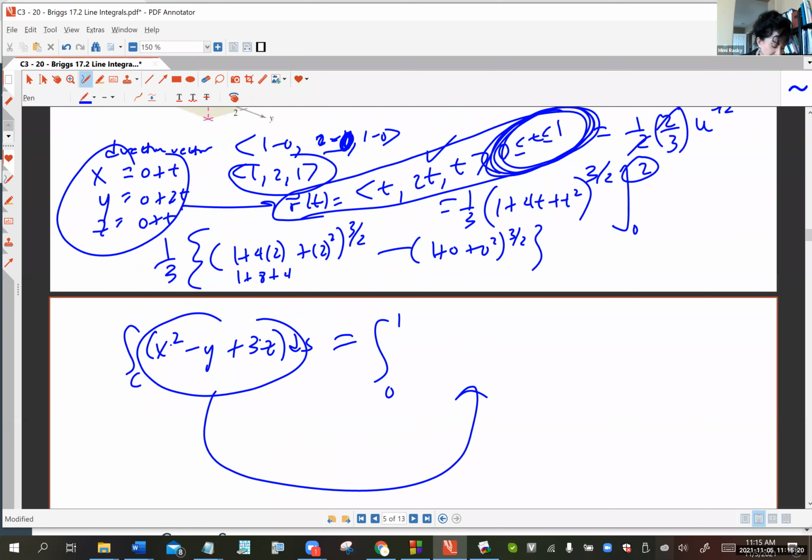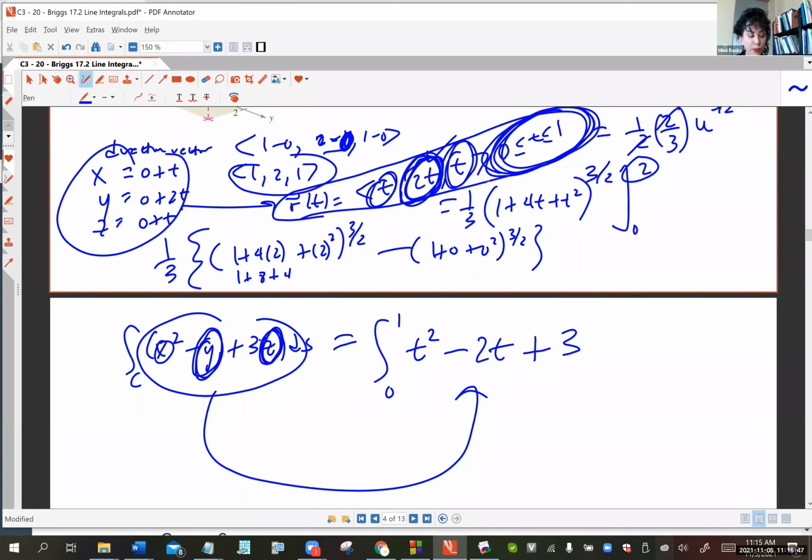So x is going to be replaced with t, the x component from your vector valued function. So x squared is going to become t squared minus y. Well, what does y become? The y component from your vector valued function is 2t. So replace your y with 2t plus 3z. This z gets replaced with the z component from your vector valued function, which also happens to be a t.